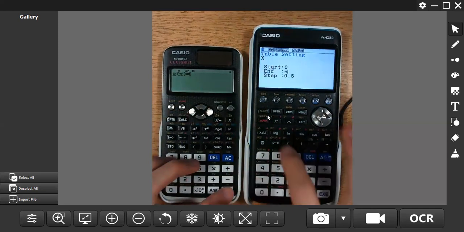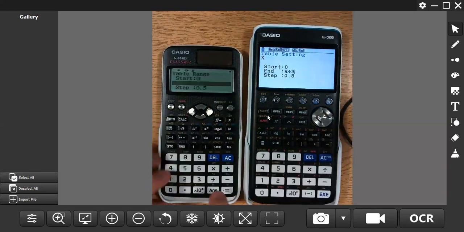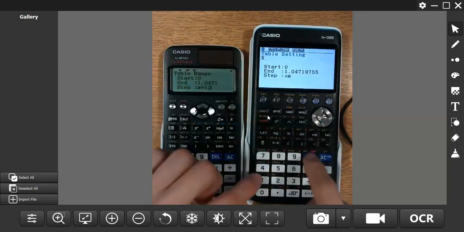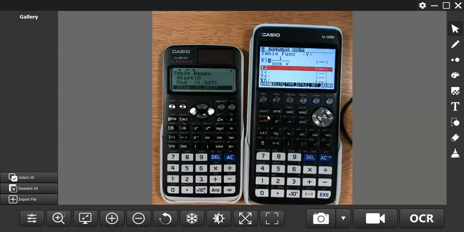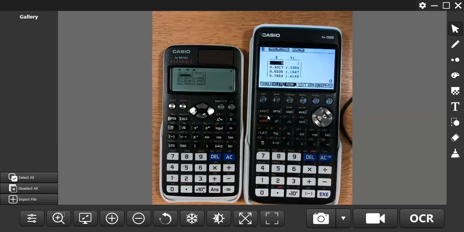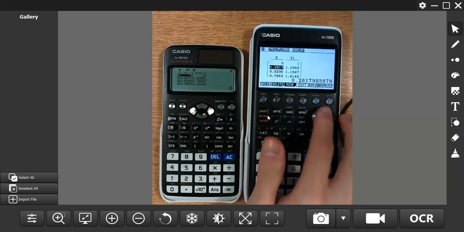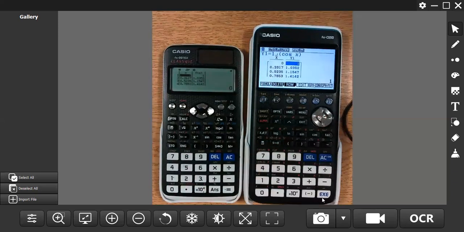So pi divided by 3. Left hand side, again, 0. And then pi divided by 3. Step: we are doing pi over 12 as the height. So that's the height, so pi divided by 12. Equal. And then table. Now, one thing is it doesn't give you the x values as nice numbers. But we can take the y values. The question wants 3 decimal places. So we're going to write these numbers. I'm going to show you how.